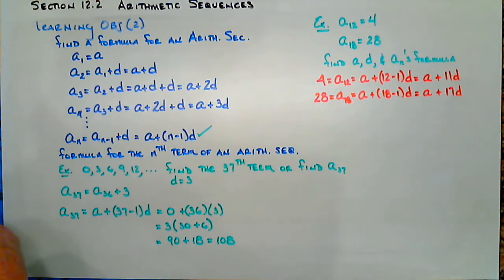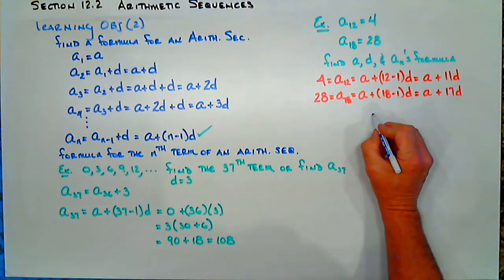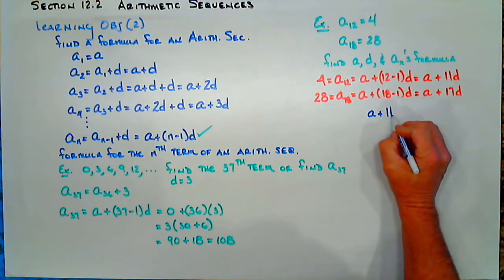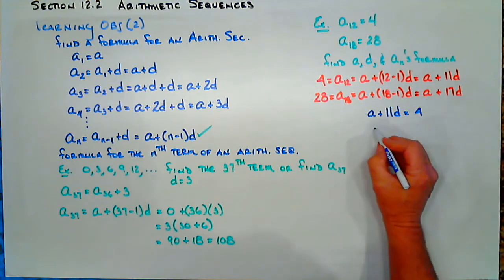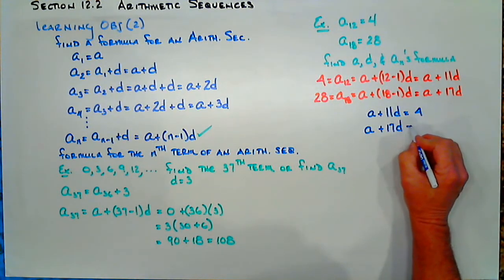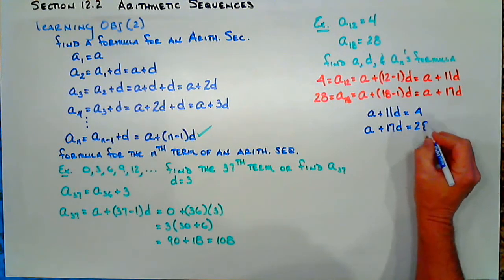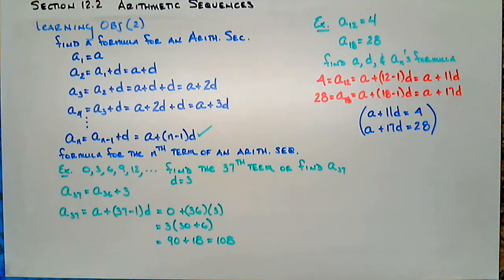All right. Now, as it's written right here in red, it may not look very familiar to us. But if we write it in blue, like this, look what this says. This says a plus 11d's is 4. And down here it says a plus 17d's is 28. And if I put a bracket around this and a bracket around this, doesn't that look familiar? That's a system of 2 equations and 2 unknowns. We know how to work that out. We know what to do with that, right? We learned how to handle that.